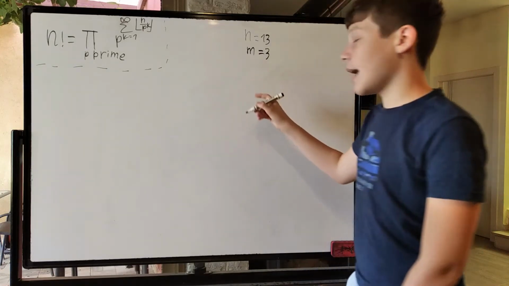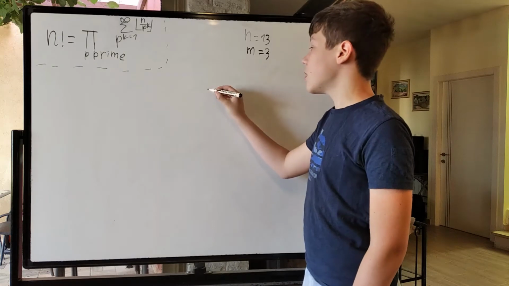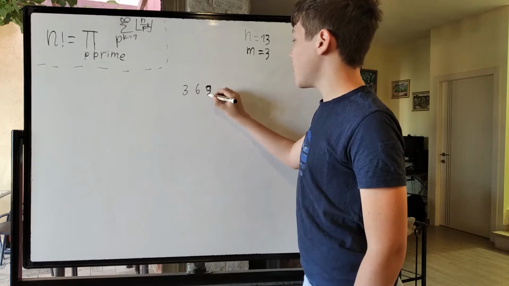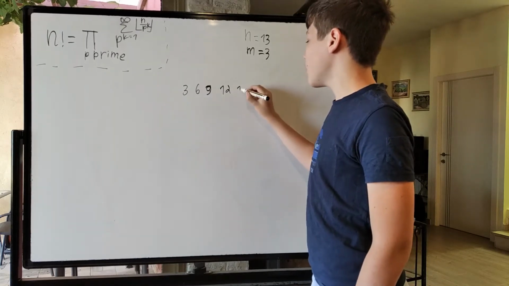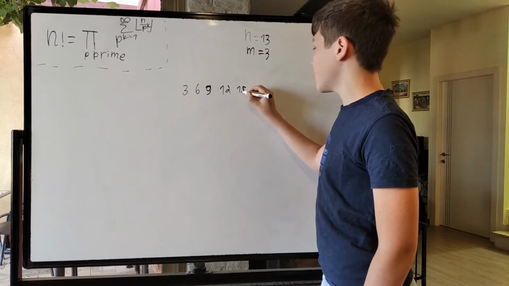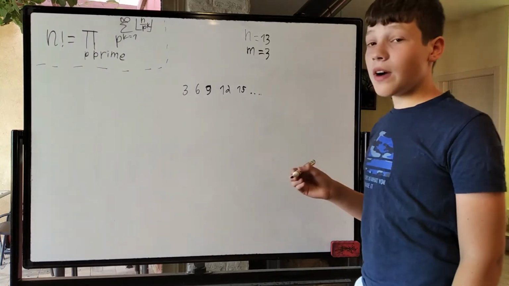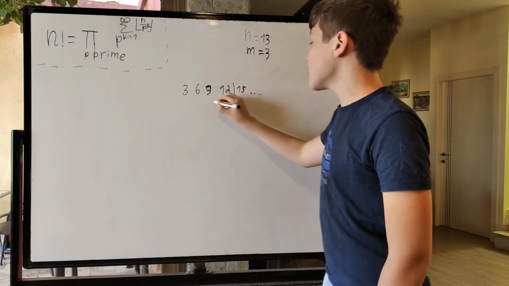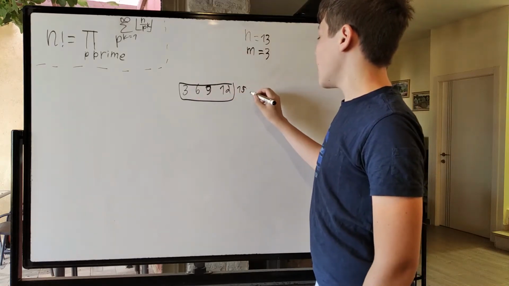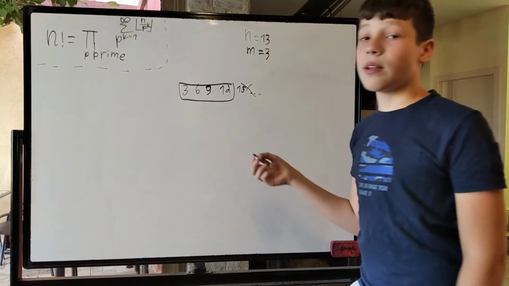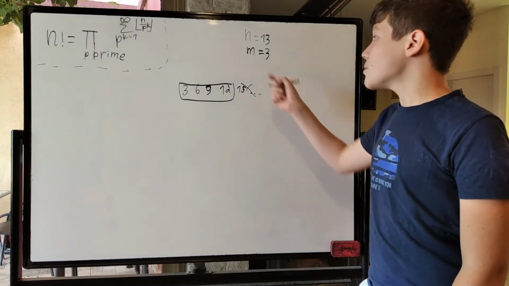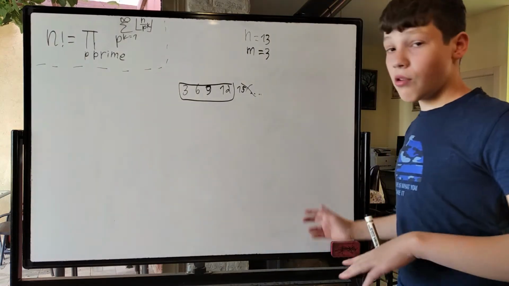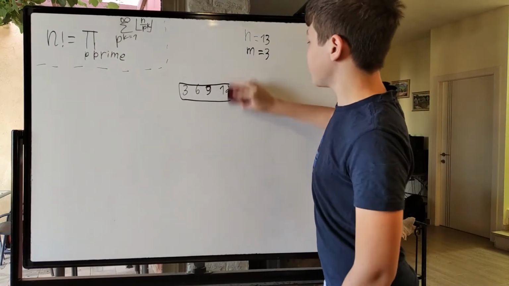Well, because if we look at the natural multiples of m, we have 3, then 6, then 9, then 12, 15, and so on. And we want to find how many are there that are smaller than or equal to 13. Well, that's obviously these 4, and the rest here don't count. They're obviously bigger than 13. So the answer for this example is 4. And we want to find a formula for all n and m, like this.